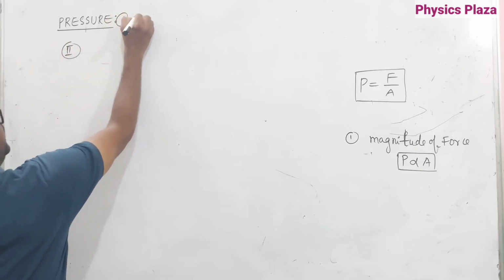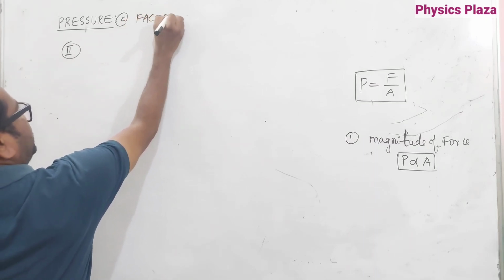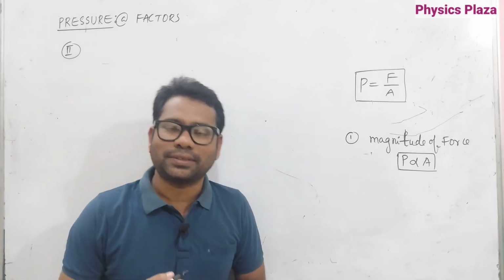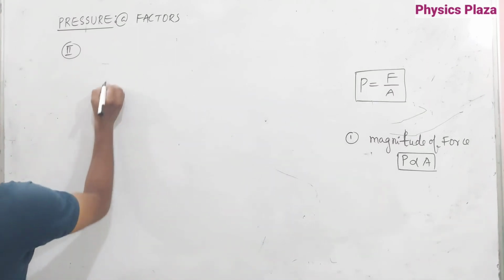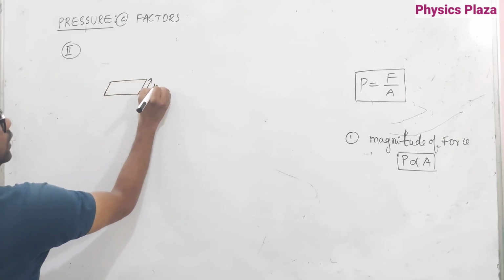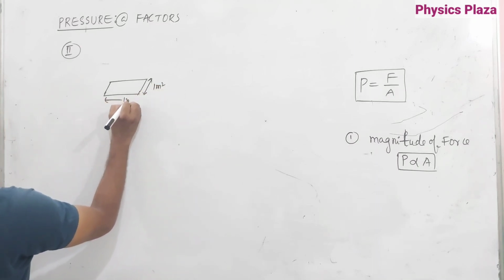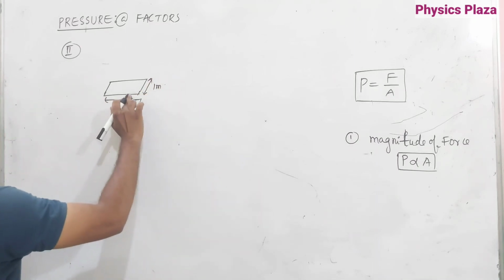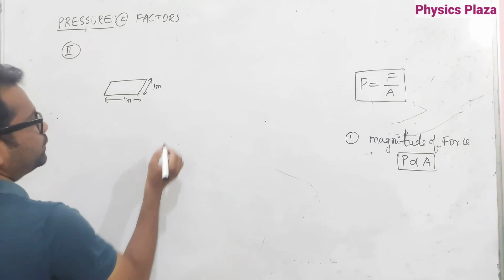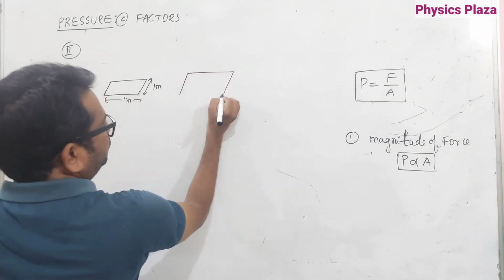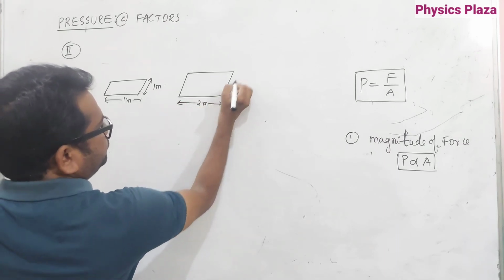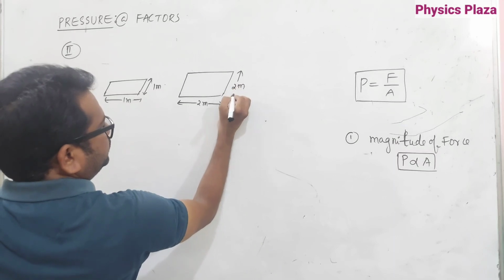Pressure and its factors, right? Yes, factors. Fine. The second one, let us take a small example to understand. So here children, here is surface area. Here is 1 meter and here is 1 meter. So again we have taken a unit area. And here we have taken 2 meter length and 2 meter length.